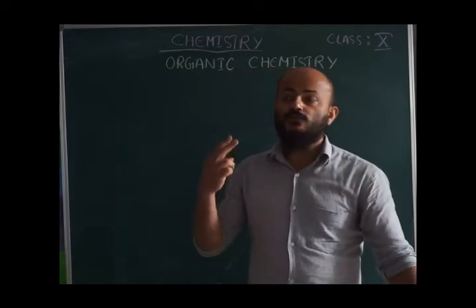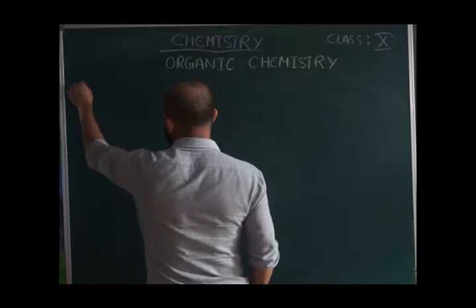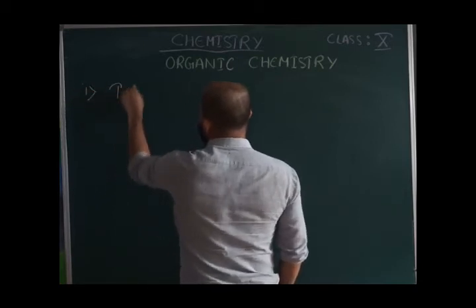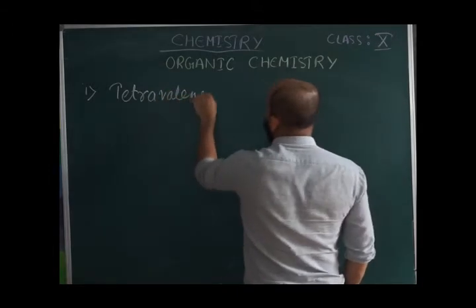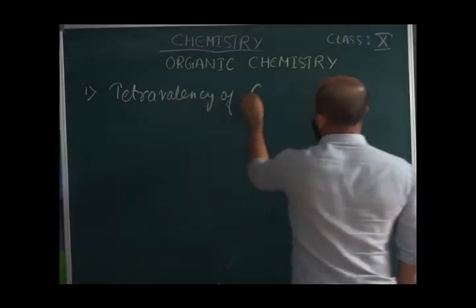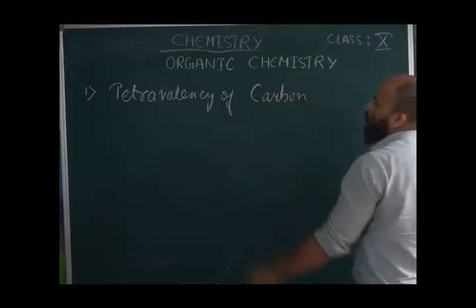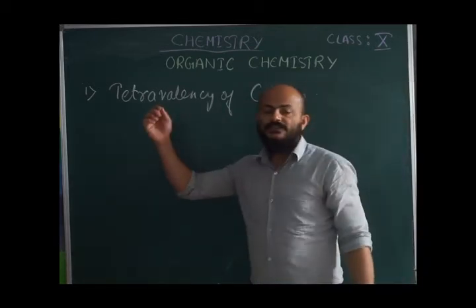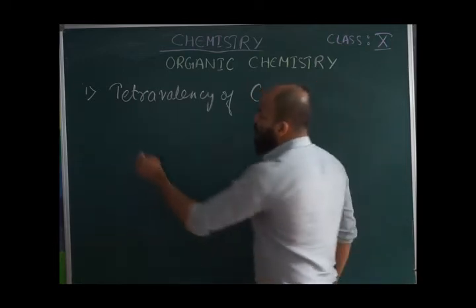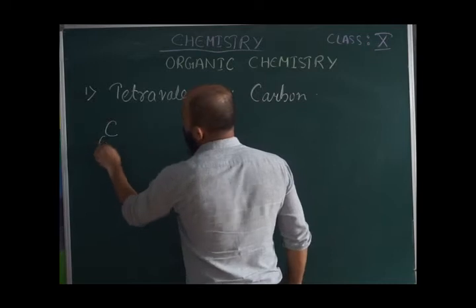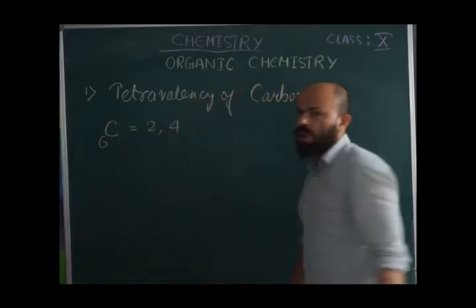Now mainly there are two properties of carbon. The first one is tetravalency of carbon. Tetravalency means its valency is 4. Carbon, you know, its atomic number is 6, hence its electronic configuration is 2, 4.